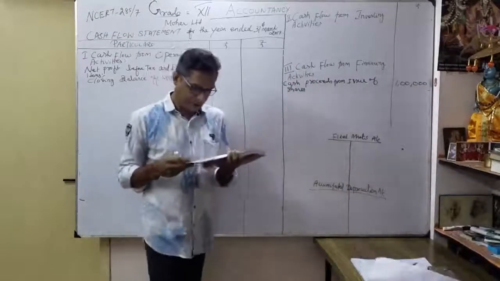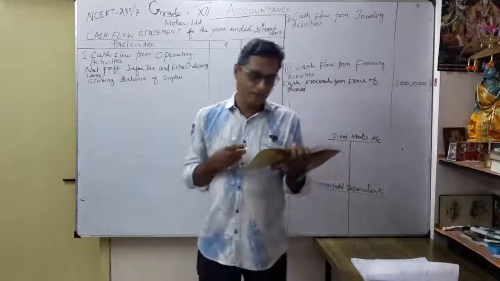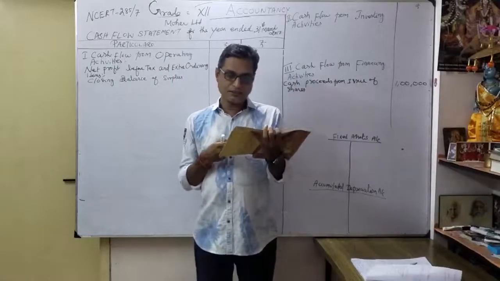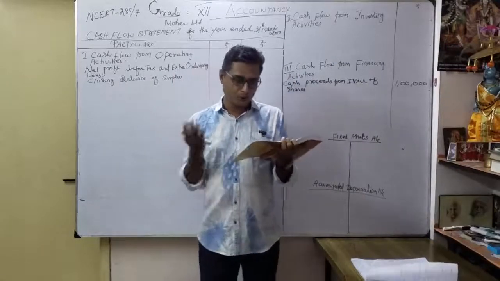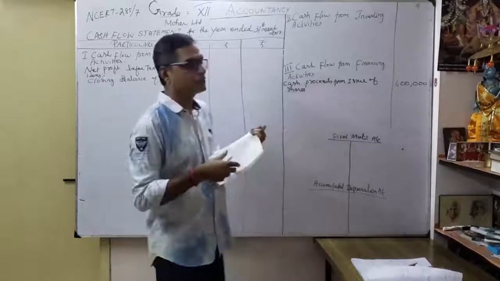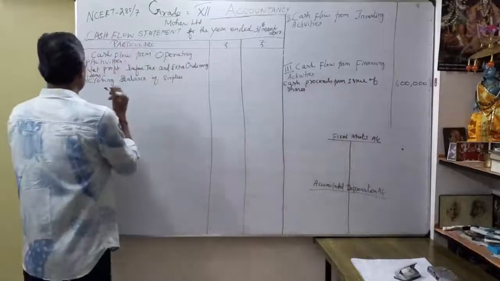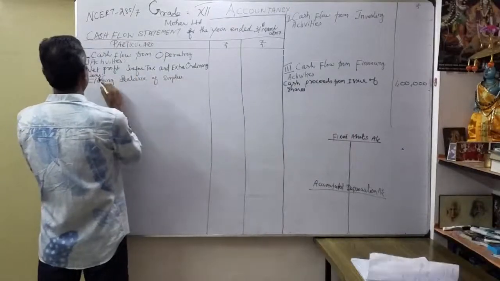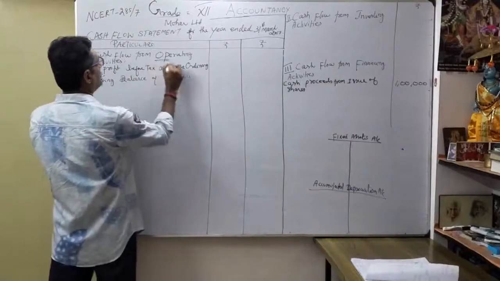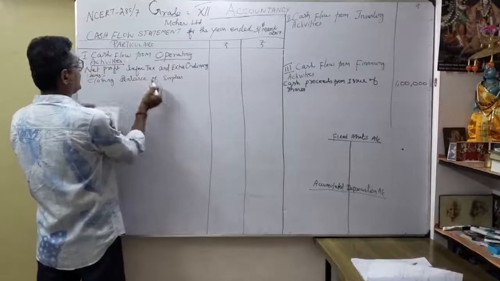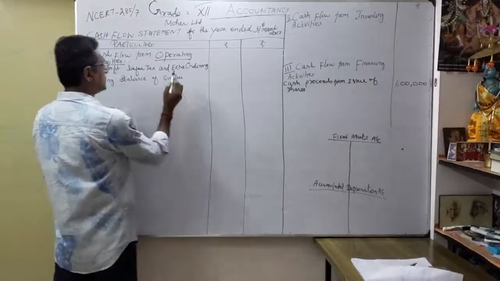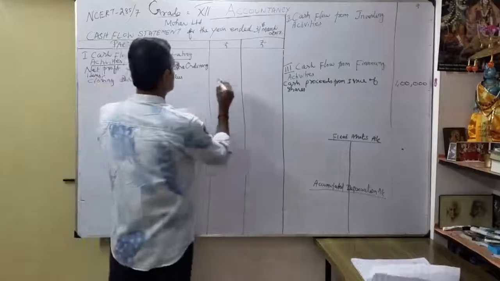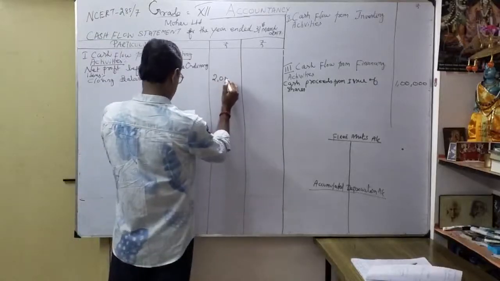Then moving to reserves and surplus. They have given 2016 as 1 lakh 60,000, which is going to become 2 lakhs. So where do you write it? As surplus, you know already, under net profit before tax and extraordinary items. The heading is operating activities. Under that you write like this: closing balance of surplus, 2 lakhs.